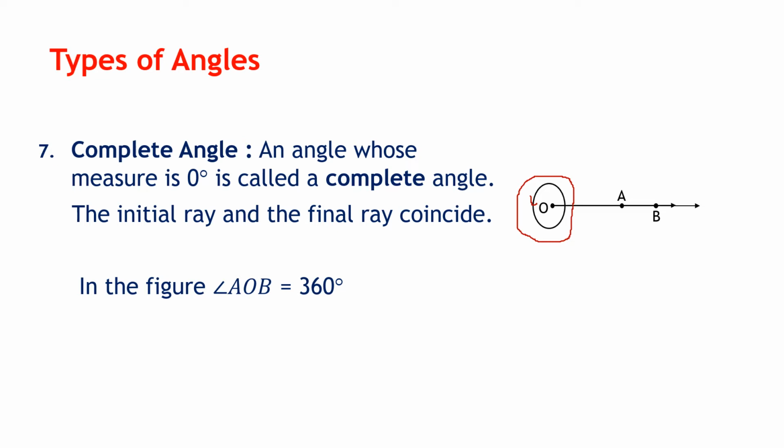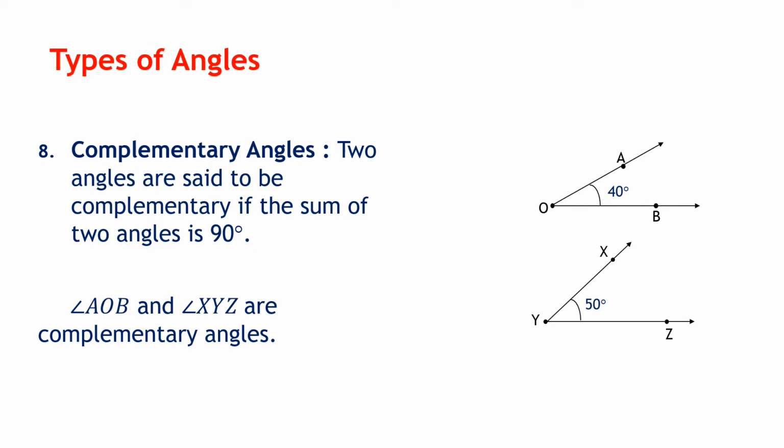Now from here we move to the next definition of the types of angles. So this was one angle. Now here we have two angles. You can see the angle AOB and the angle XYZ. There are two separate angles, AOB and XYZ. Now what you can see here, the sum of AOB and XYZ is 40 plus 50, that is 90.